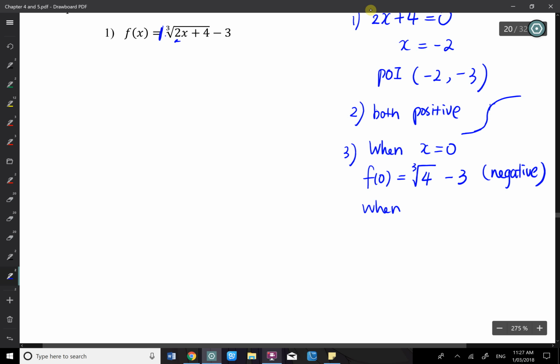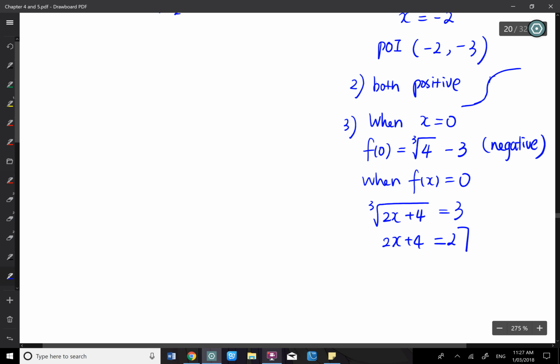And when f(x) equals 0, cube root of 2x plus 4 equals 3. Now instead of squaring both sides, you will cube both sides. So 2x plus 4 equals 27. Same thing but 3 times. So 2x equals 23, x equals 23 over 2, so 11.5. So the x-intercept is 23 over 2, comma 0.